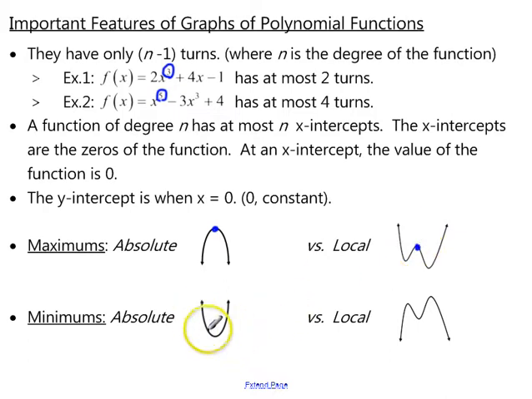The same idea for minimums. Here we have this point on the graph which is lower than any other point on the graph. So this is an absolute minimum. And then here we have this part of the graph that kind of dips down and goes back up. That is a low point of the graph, but it's not the absolute lowest point. So we call that a local minimum.